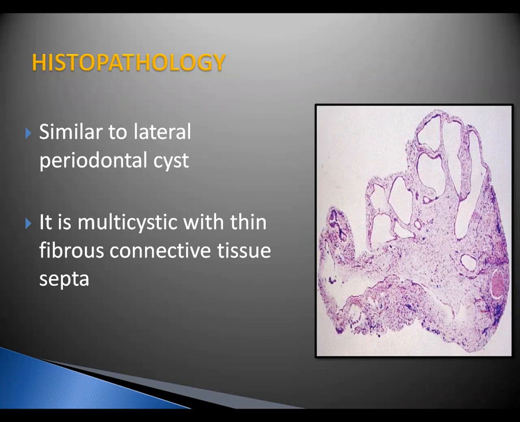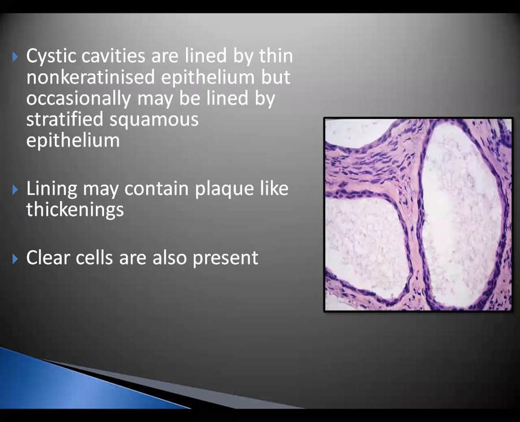Histopathologically, similar to lateral periodontal cyst, it is multicystic with thin fibrous connective tissue septa. Cystic cavities are lined by a thin non-keratinized epithelium but occasionally may be lined by stratified squamous epithelium. Lining may contain plaque-like epithelial thickenings, very similar to your lateral periodontal cyst. Clear cells are also present.